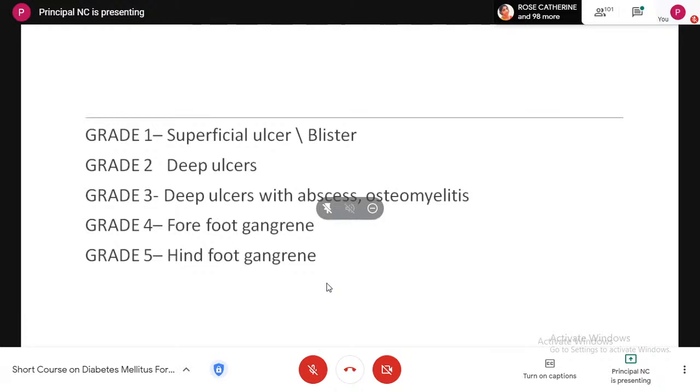So slowly the ulcer will erode the tissues and form an abscess, and the bone will be involved. So the bones will get infected, called osteomyelitis. So grade 4 is forefoot gangrene. Forefoot means the distal foot. So grade 5 is hind foot gangrene. So next slide please.